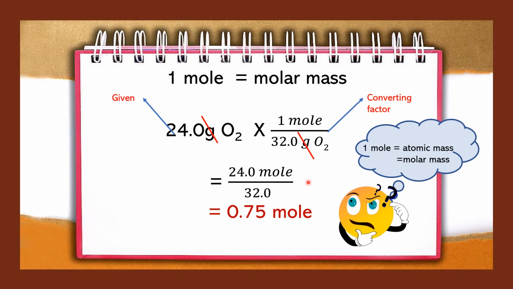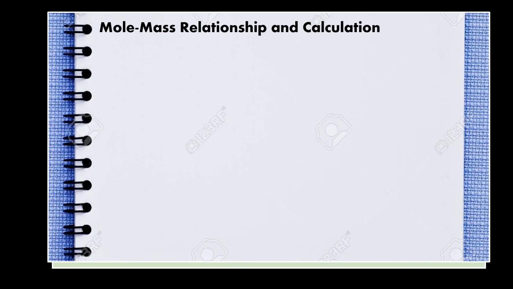Then, we can cancel out common units, which is grams. Then, multiply 24 times 1 mole. The answer is 24 moles divided by 32. And the final answer would be 0.75 mole.